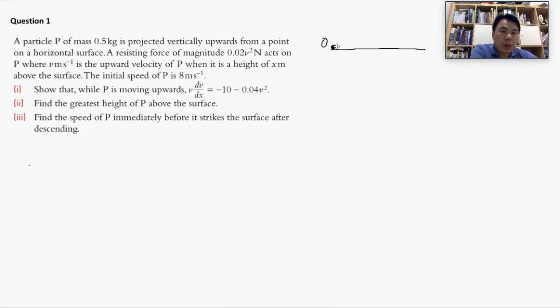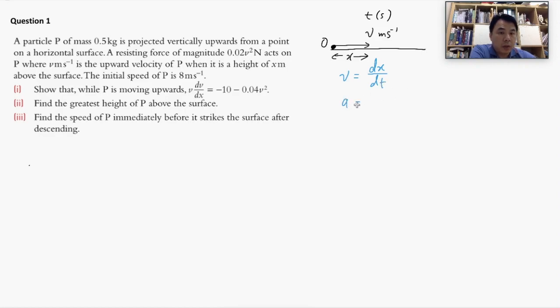O. The displacement from O is labeled as x, whereas the velocity of particle P at time t is given as v meters per second. Now, what is the relationship between displacement, velocity, and acceleration? Here it is. Velocity is defined as the rate of change in displacement. In terms of calculus, it is dx/dt.